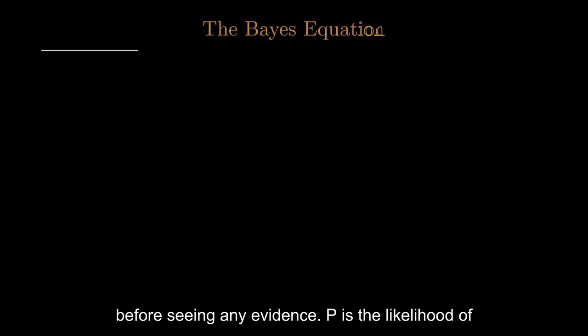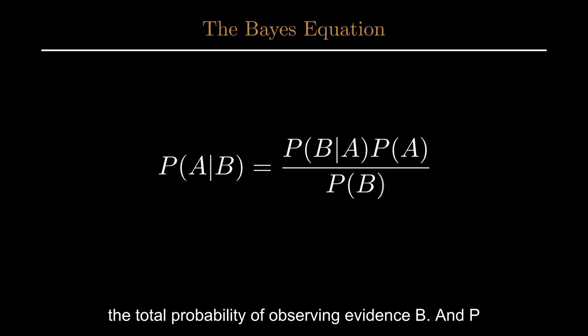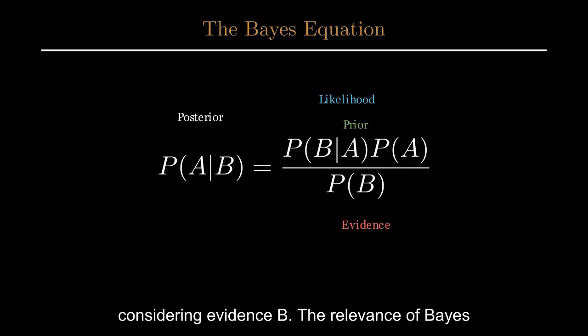Here, P(A) is our prior belief in hypothesis A before seeing any evidence. P(B|A) is the likelihood of observing evidence B if hypothesis A is true. P(B) is the total probability of observing evidence B. And P(A|B) is our posterior belief in hypothesis A after considering evidence B.